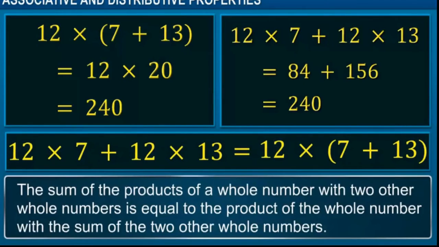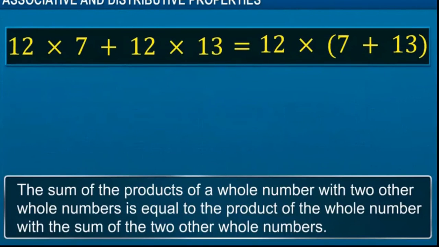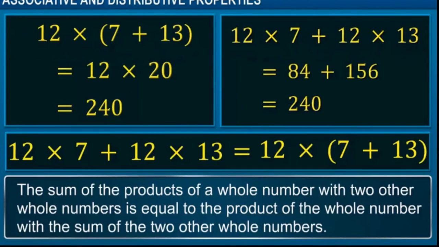The sum of the products of a whole number with two other whole numbers is equal to the product of the whole number with the sum of the two other whole numbers. Okay, so what is said here: the sum of the product of the whole number with two other whole numbers is equal to the product of the whole number with the sum of the two other whole numbers.